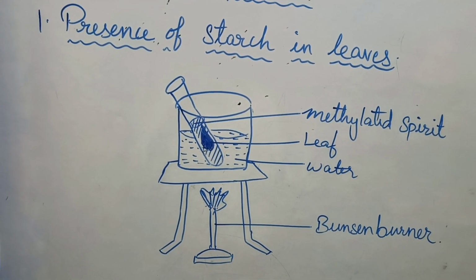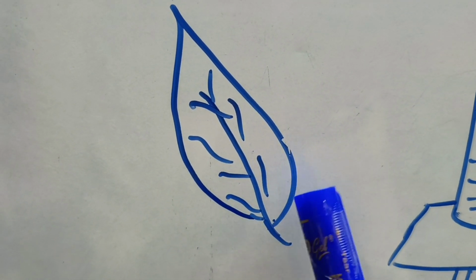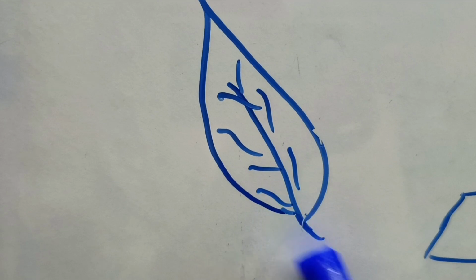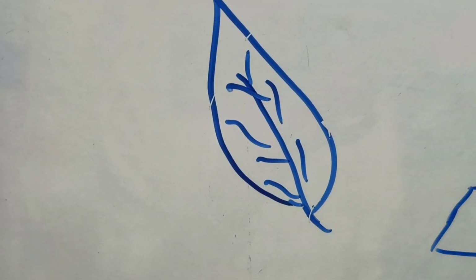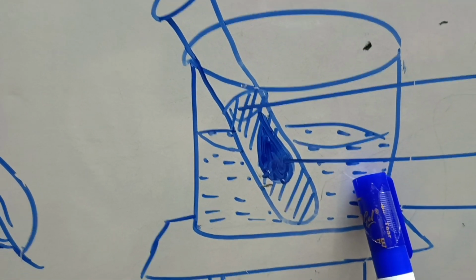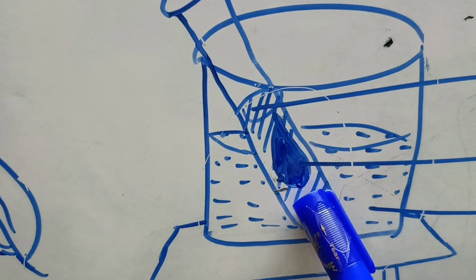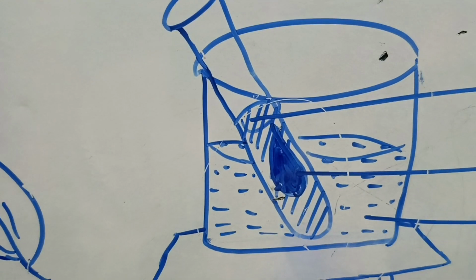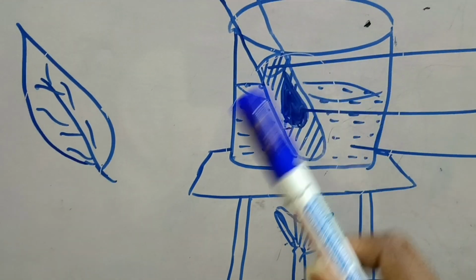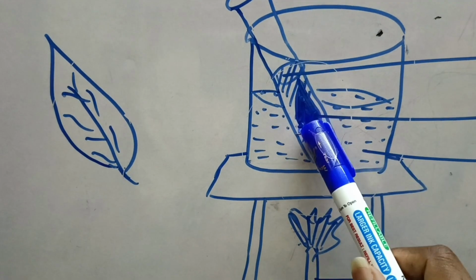So coming to the first activity, presence of starch in the leaves. First we have to take a leaf, and we have to boil the leaf in water first. Then we have to arrange the materials which are required. We have to take a beaker, a test tube, a tripod stand, wire gauze, etc. First of all, take the beaker and fill it with water, and take the test tube and fill it with methylated spirit, and now insert the leaf in that test tube, and with the help of the Bunsen burner start heating the apparatus.